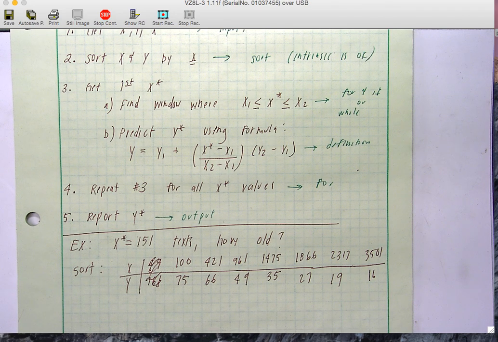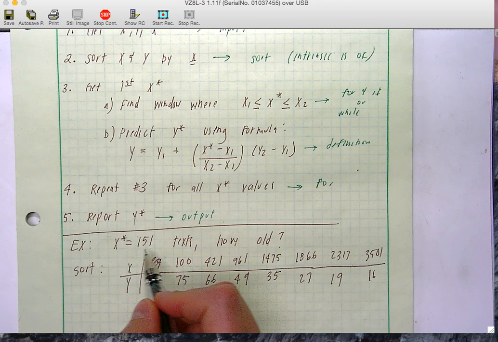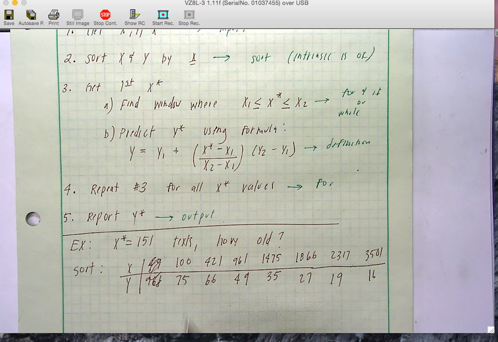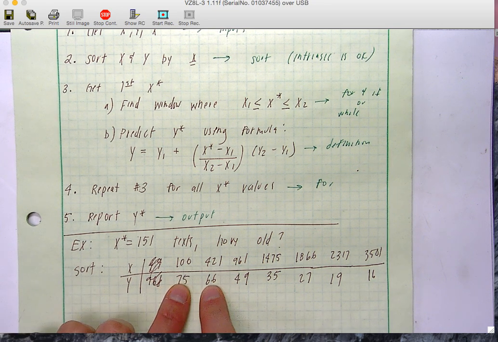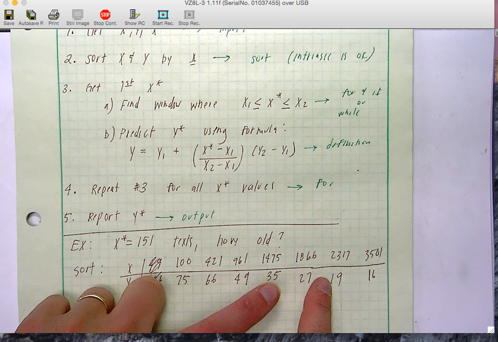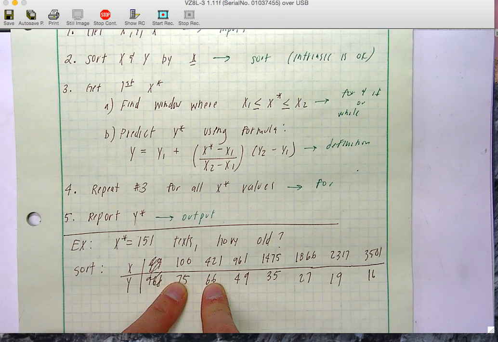So let's see. Once you get it sorted, you need to pick your first x star, which is 151, and find the 2 bracketing points. So the way that the algorithm is going to work, the same as yours, is you're going to go to every 2. Is it between these 2? It is. If it wasn't, it would just keep checking until it was. So it's going to use the first 2 points, right?